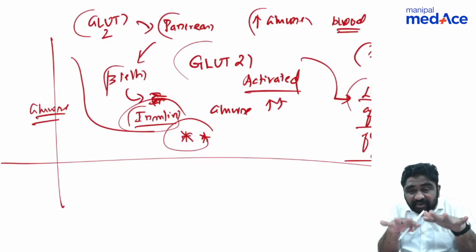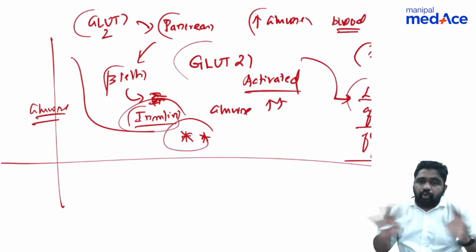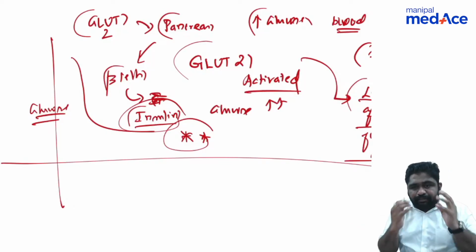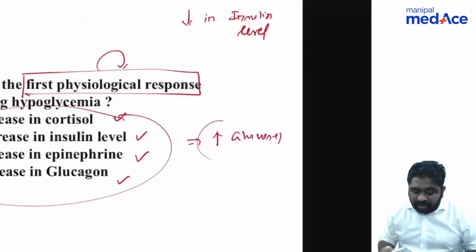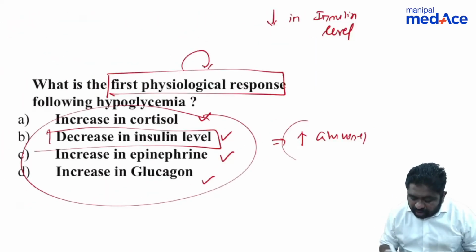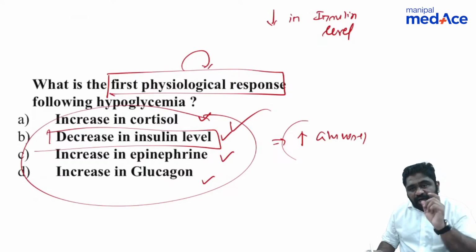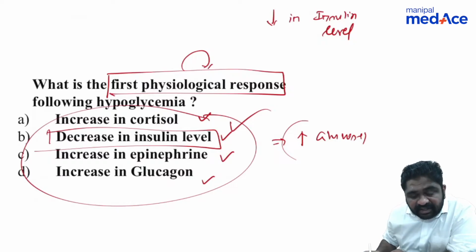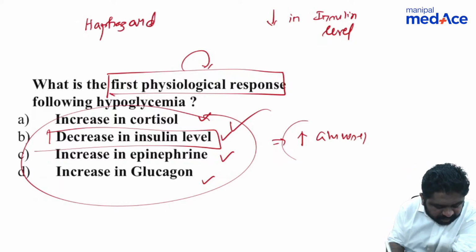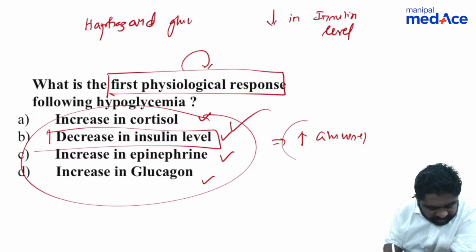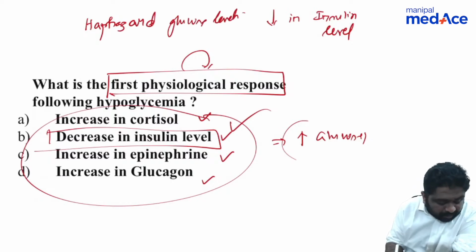Now, when the glucose levels are falling, the same GLUT2 will be deactivated, so the pancreas is not receiving any more signal. So insulin release will be blocked, because of which a decrease in the insulin level is the first response. Now, what happens in diabetes mellitus? In diabetes mellitus, this response will be broken. That is why you may have haphazard glucose levels. Sriram Balaji, very good.